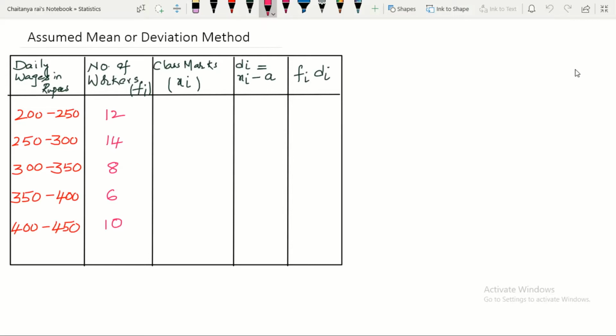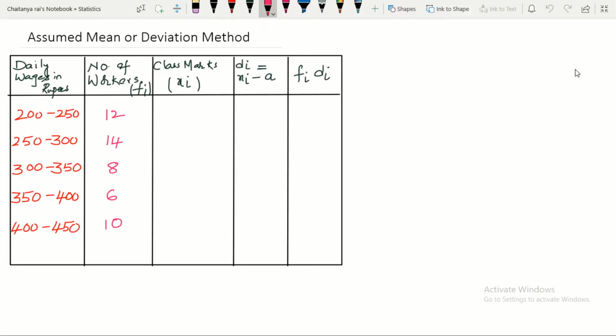In this video we are going to discuss the second formula to find mean, that is the assumed mean method, or simply the deviation method. The question I have taken is from our exercise and it is regarding the wages and number of workers. The class intervals are 200 to 250, 250 to 300, 300 to 350, 350 to 400 and 400 to 450. So in total we have 5 classes and their respective frequencies.